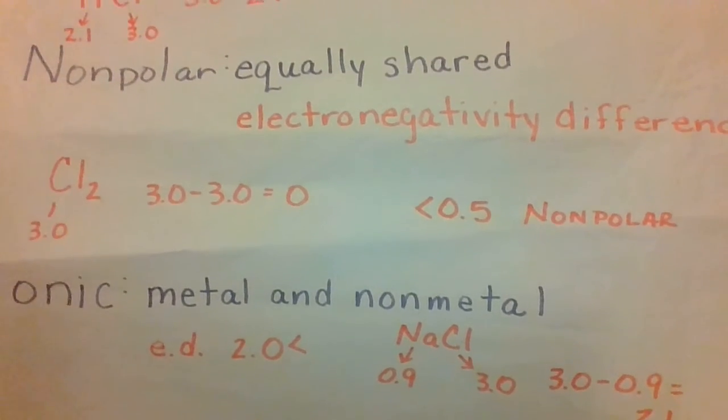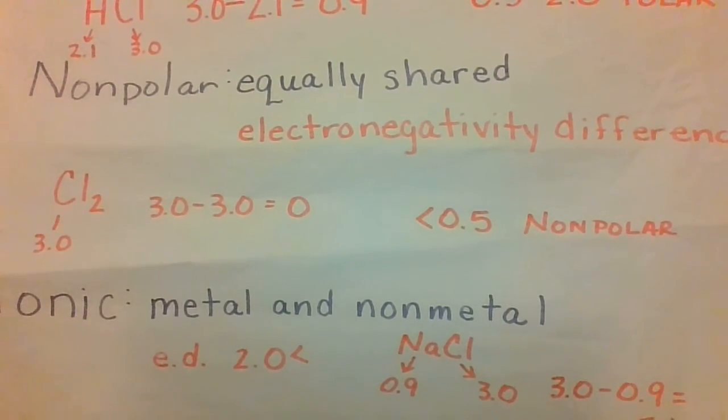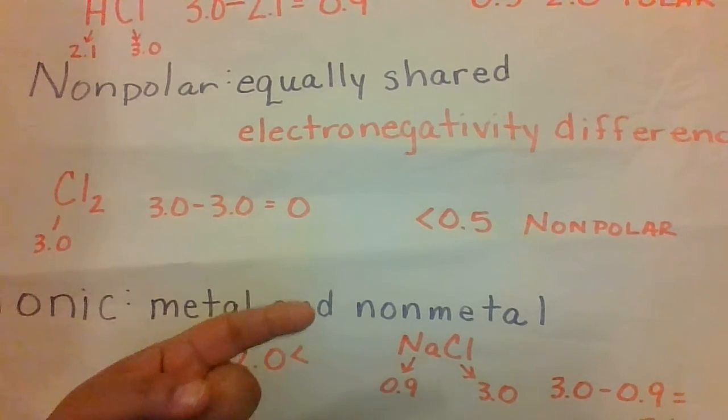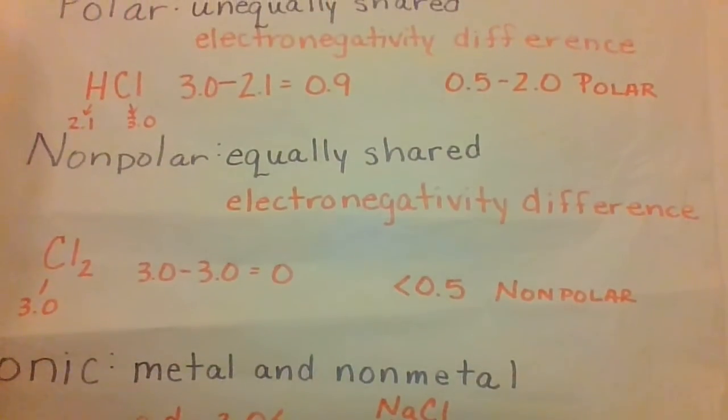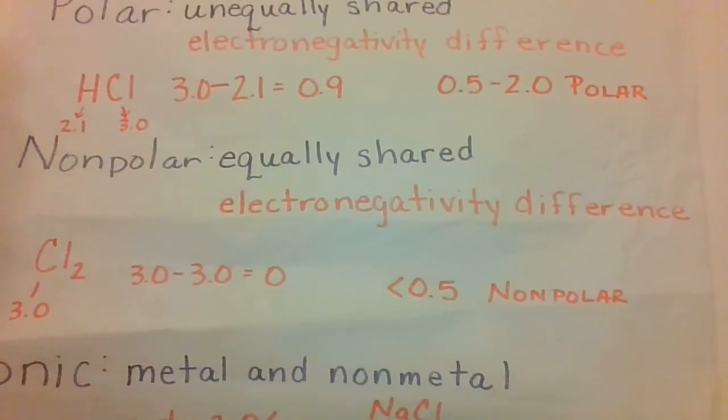Okay, I hope this helps, but just please remember to reference your electronegativity chart and take down the ranges for each of those particular types of compounds.